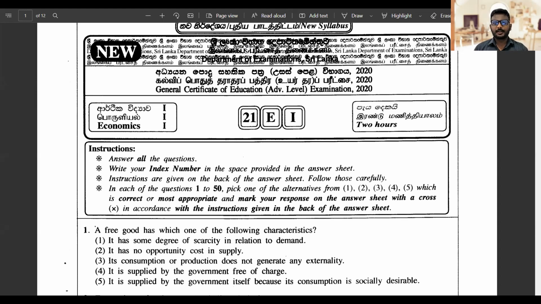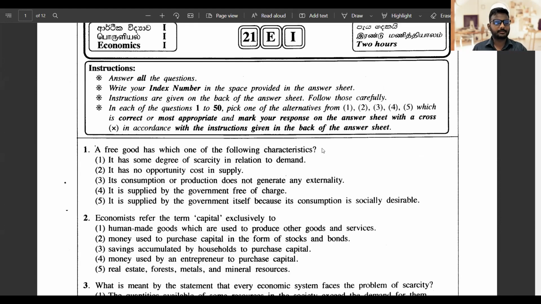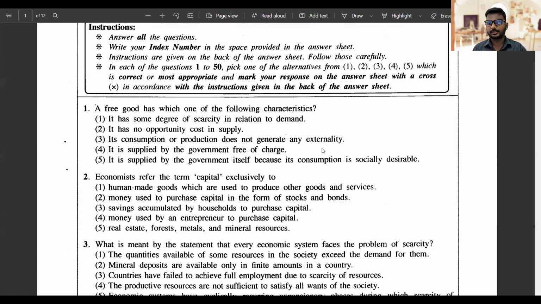Okay, right. So this is A-Level 2020 paper, and this is the MCQ, so you have a question and then 5 answers, and that's nothing new for you. So look at the first question and tell me what's the answer.